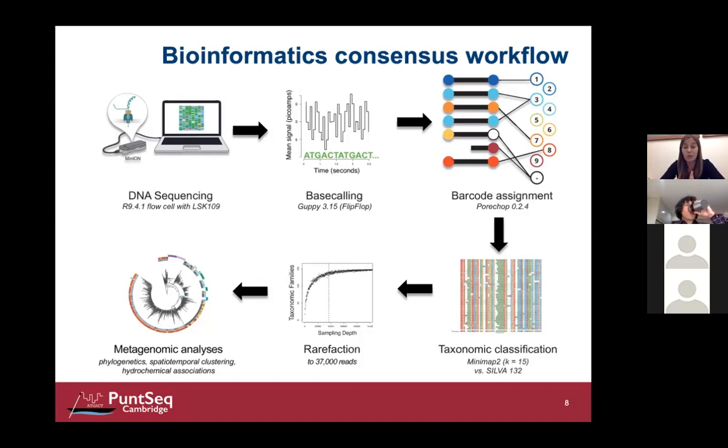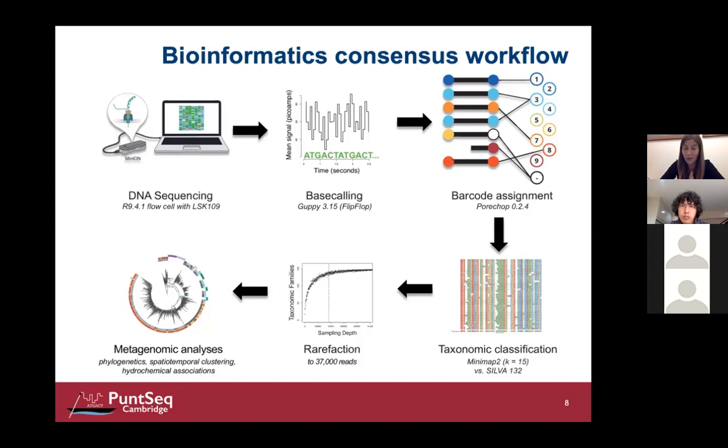Then we would need to do taxonomic classification to actually understand which bacteria occur in there. And here I quickly want to show you in detail what we have done. So as you see here, I write here that we used Minimap2 with a k-mer size of 15, and we used the SILVA database, which is a specific 16S rRNA database.